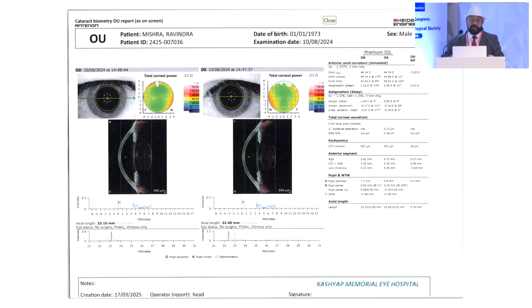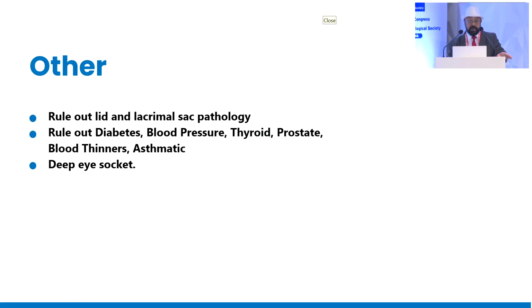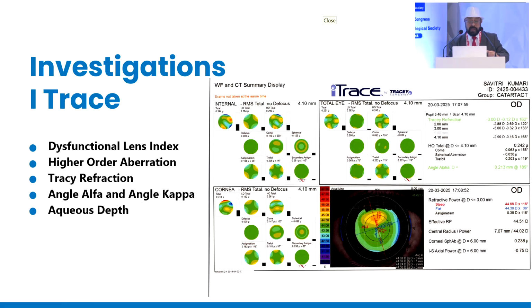So there are the aberrations in the cornea and in the lens. So if the patient is high myopic and you have a lot of aberrations in the lens, you can go for a lens extraction. It's indicated. The other things like lacrimal sac pathology and diabetes, you have to exclude all those things, and also the deep eye socket. The eye tracer refraction is very, very important.